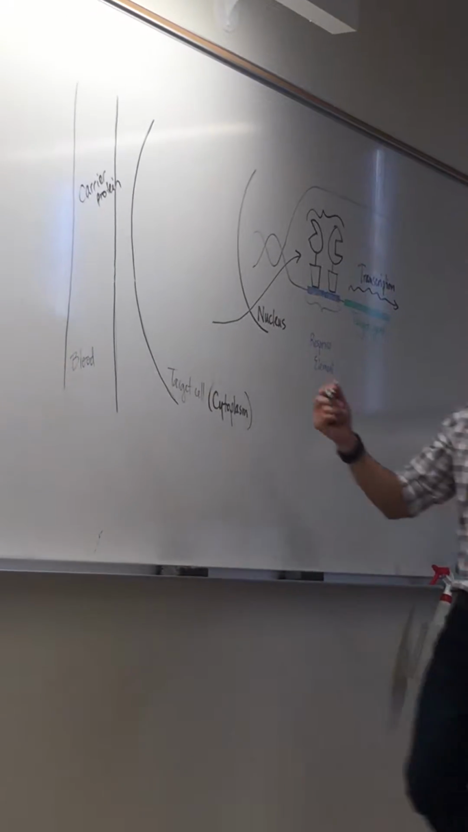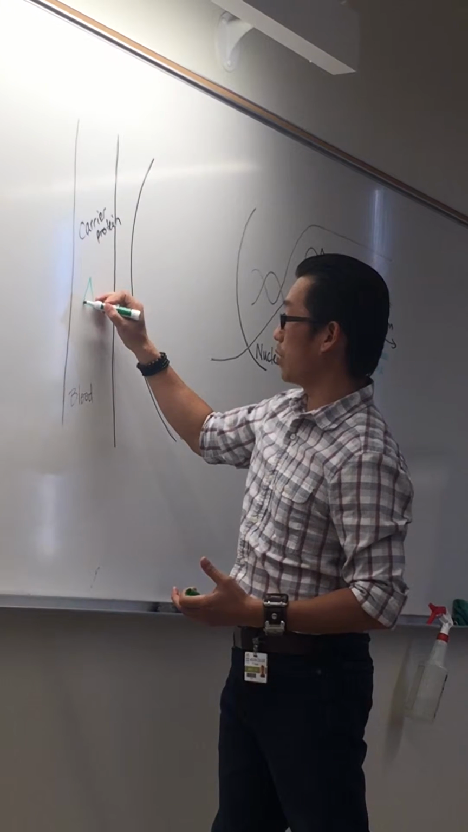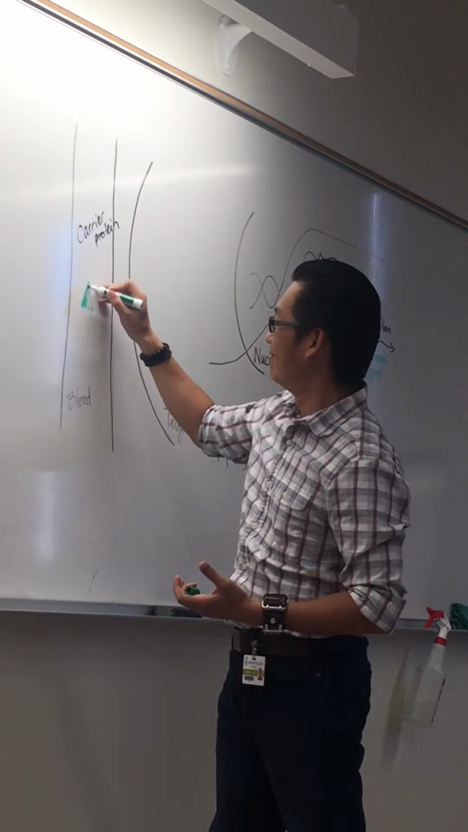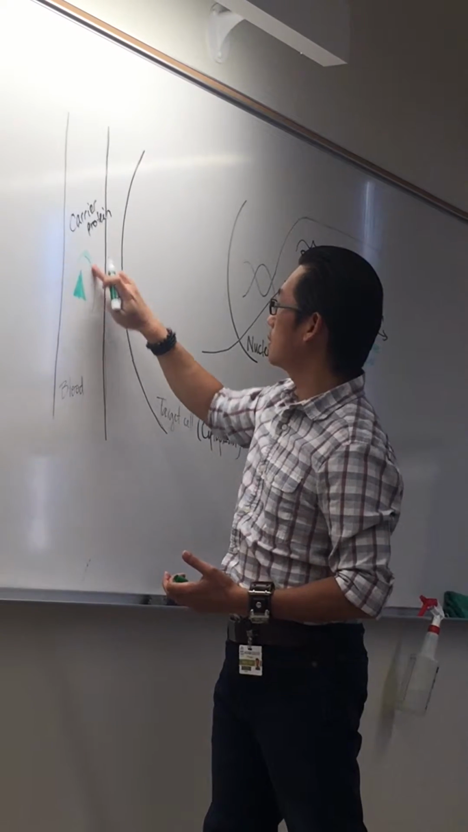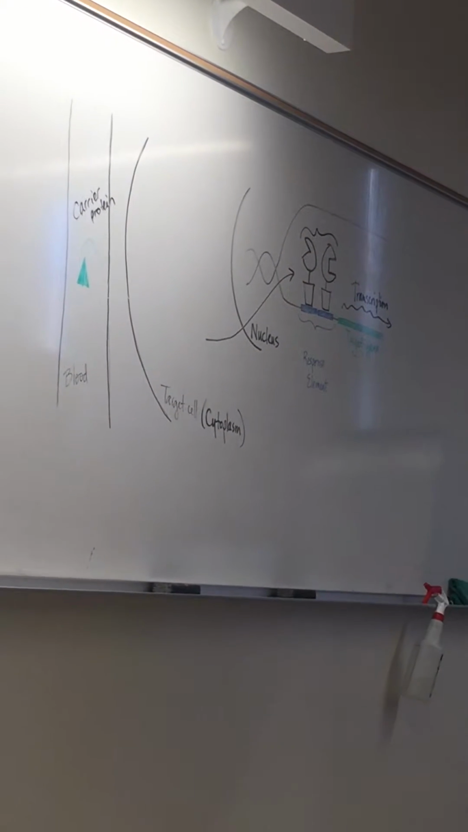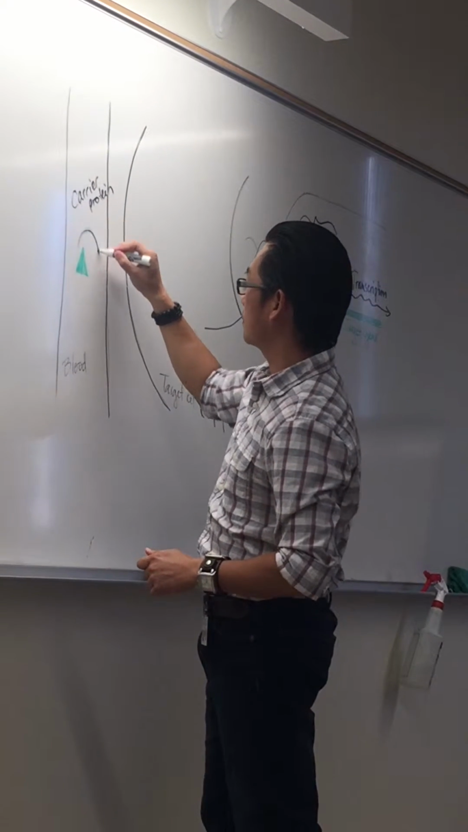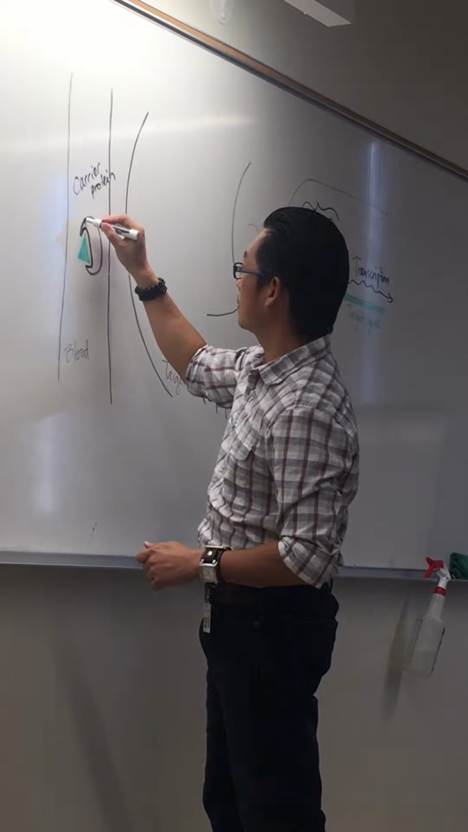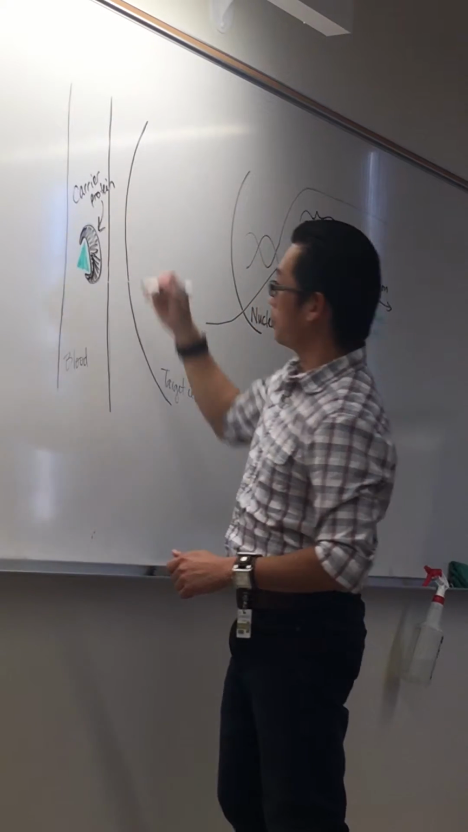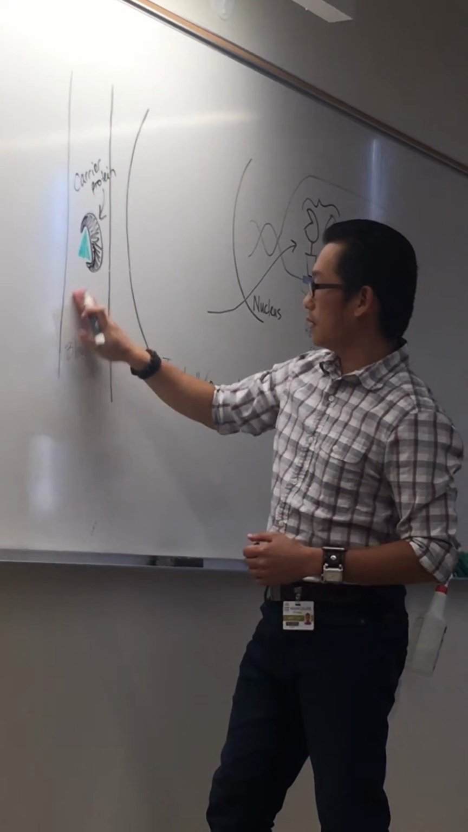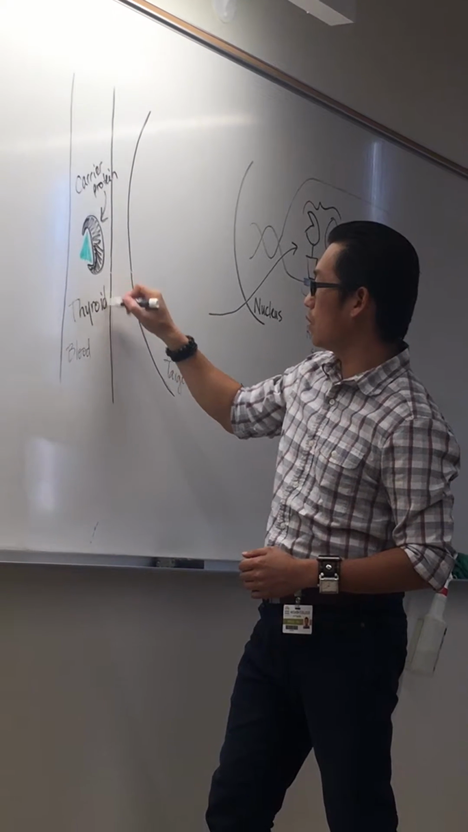So this hormone is a thyroid hormone. I'm going to draw the same triangle but with a different color. Okay, carrier protein. Now this is a thyroid hormone.